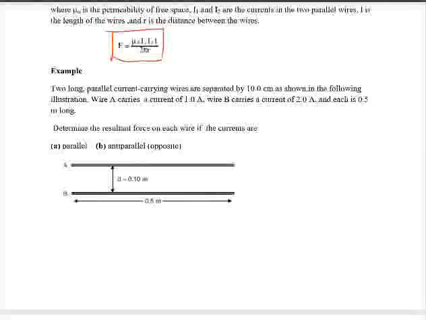For example, two long parallel wires carry a current and are separated by this much, as shown. This one is the separation distance. In the following illustration, wire A has a current of this much, and wire B has a current of this much, and the length is this much. From this up to this is 0.5.